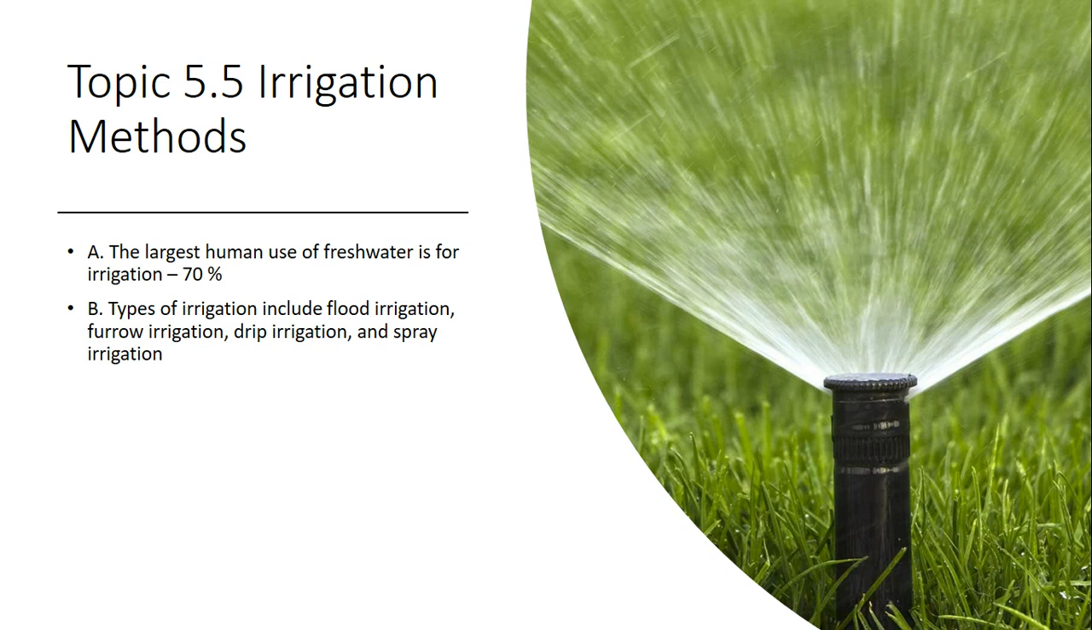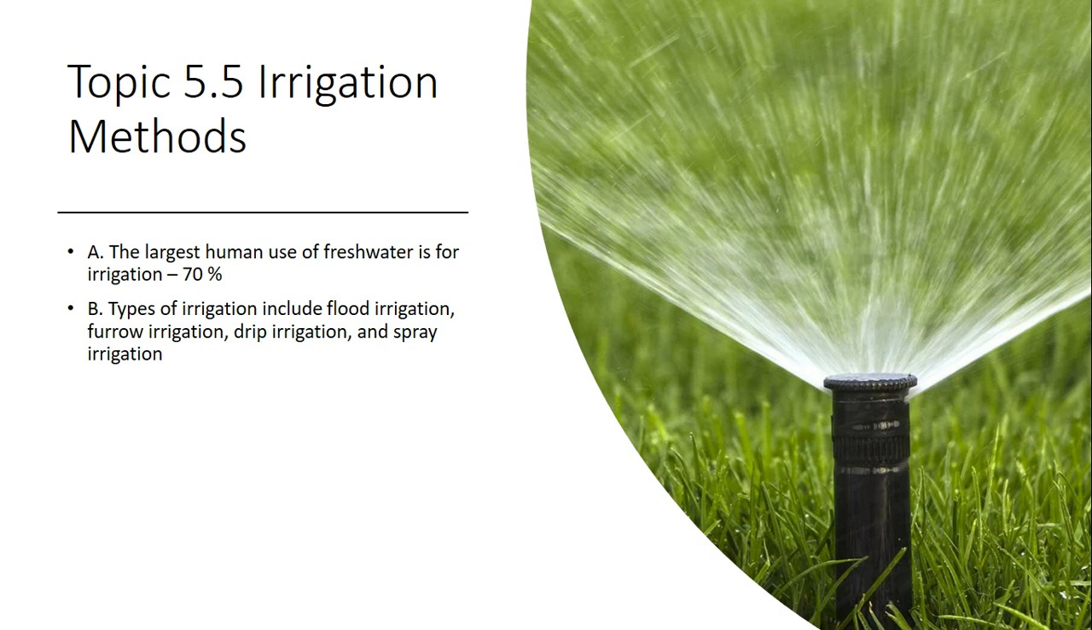So that brings me to topic 5.5, which is irrigation methods. Now, back in 5.3, when we talked about the Green Revolution, the change from not as many crops being grown to increasing our crop yield, a part of that increase was the implementation of machinery, synthetic fertilizers, and a piece of that was actually better irrigation methods, right? Better ways in which we can water our crops.